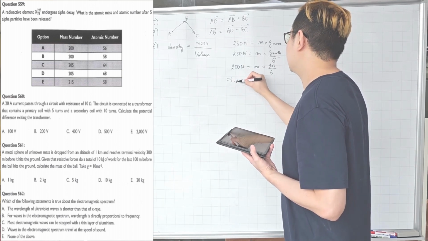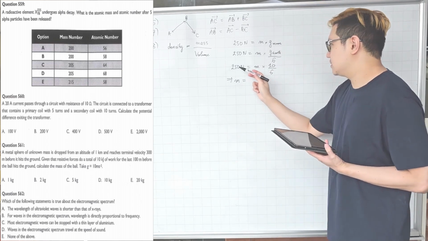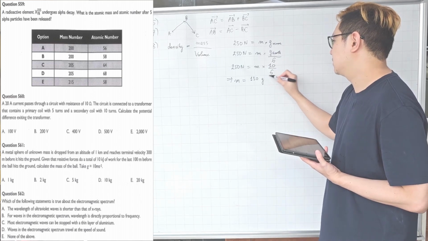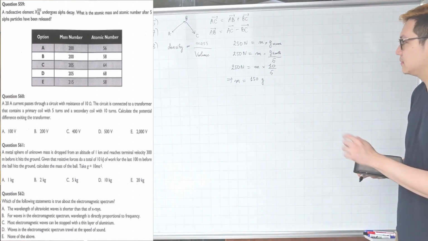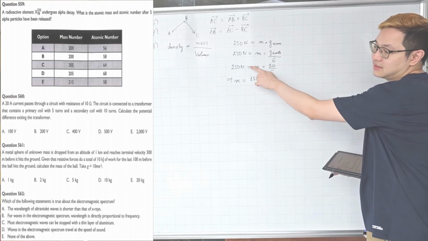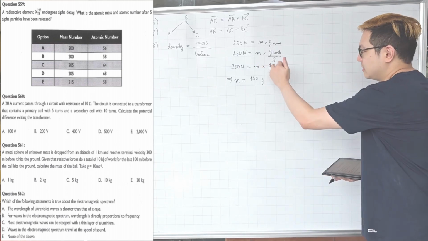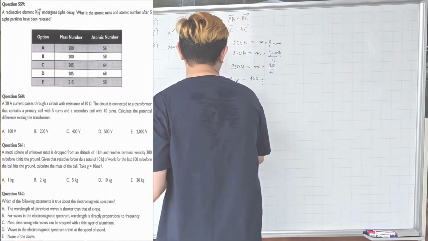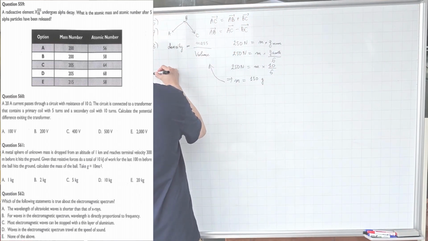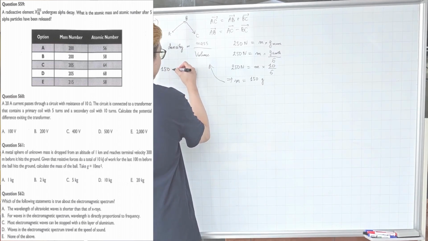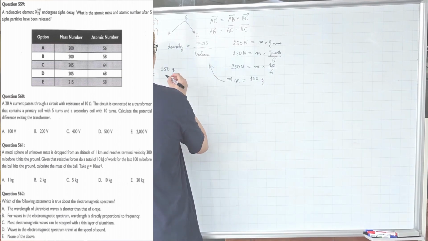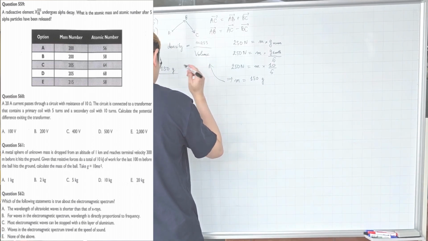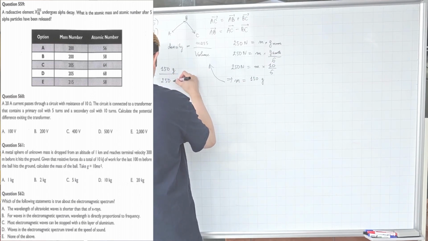So you can find mass equal to 150 grams, right? So 6 times 250 is 1,500, divided by 10 is 150. So we know the mass already. You can plug it in here. So density equals 150 grams divided by volume, which is 250. Be careful with the units, okay?